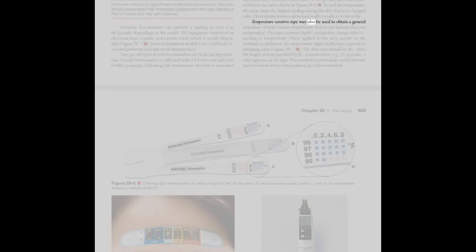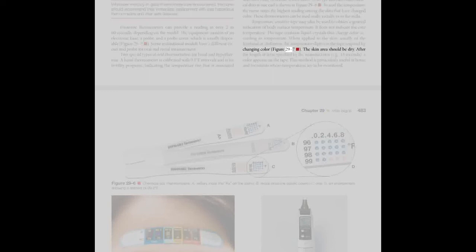Temperature-sensitive tape may also be used to obtain a general indication of body surface temperature. It does not indicate the core temperature. The tape contains liquid crystals that change color according to temperature. When applied to the skin, usually of the forehead or abdomen, the temperature digits on the tape respond by changing color.